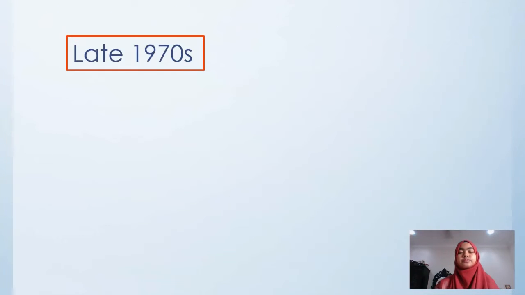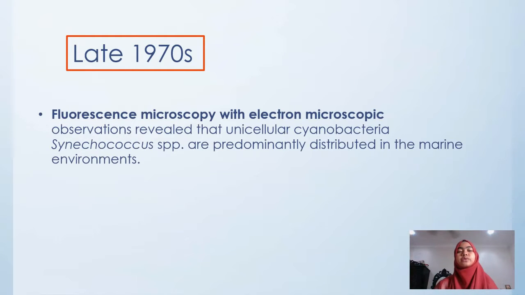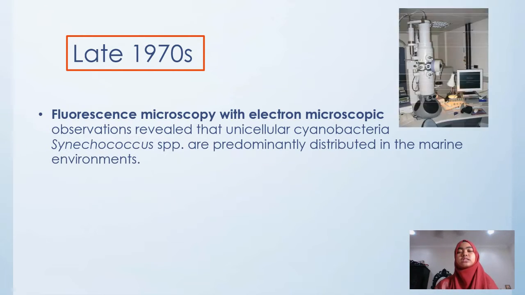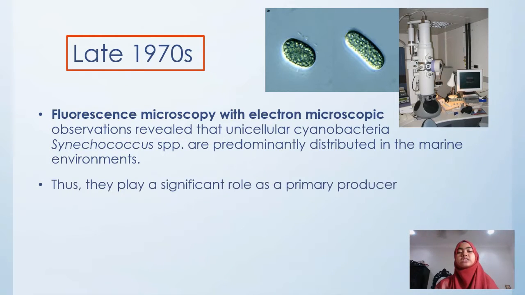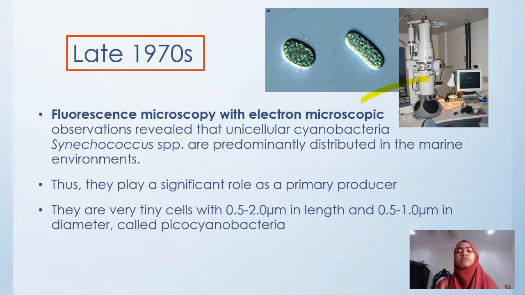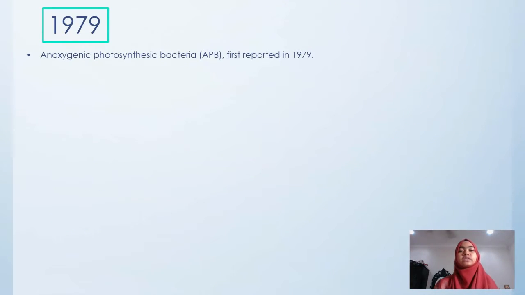In the late 1970s, fluorescence microscopy with electron microscopy observation revealed that unicellular cyanobacteria, Synechococcus, are predominantly distributed in the marine environment. This is the fluorescence microscopy with electron microscopy, and this is Synechococcus. Synechococcus plays a significant role as a primary producer because it is predominantly distributed in the marine environment. They are very tiny cells, 0.5 to around 2 micrometer in length and 0.5 to 1 in diameter, called picocyanobacteria. It was reported in 1979.